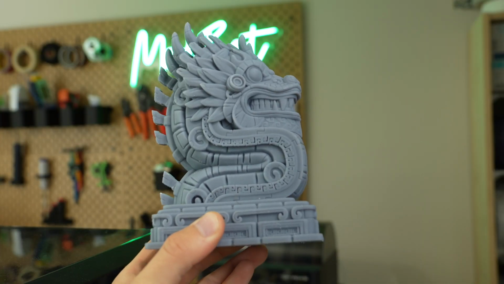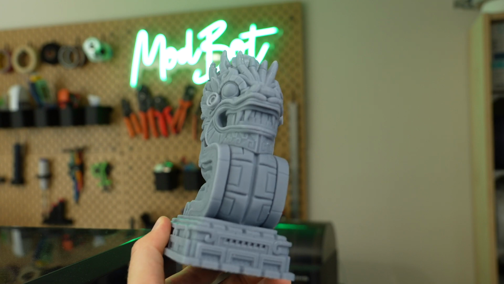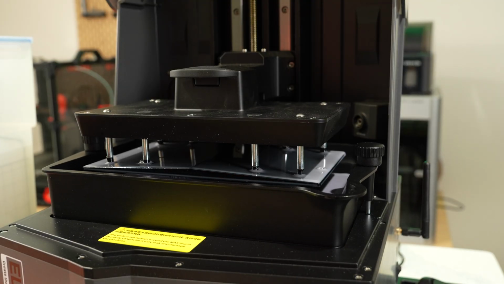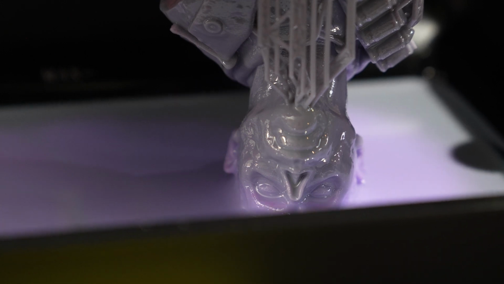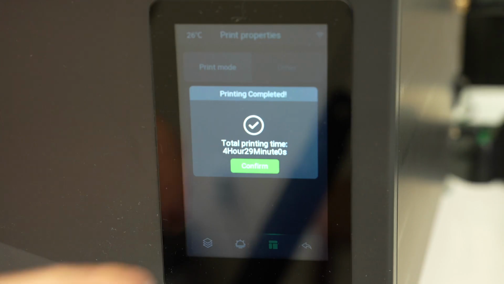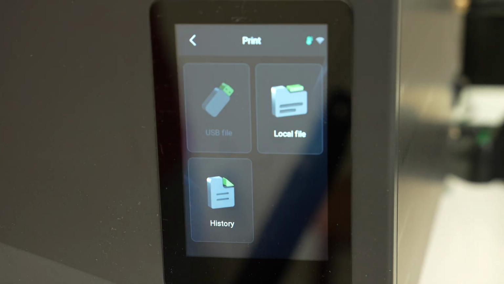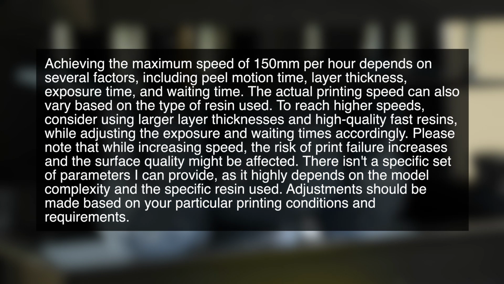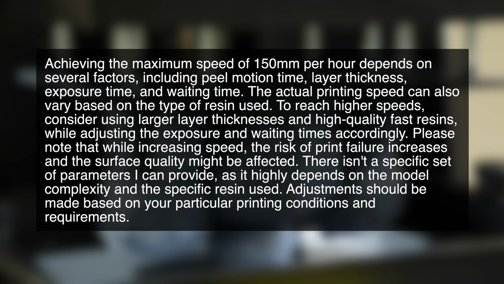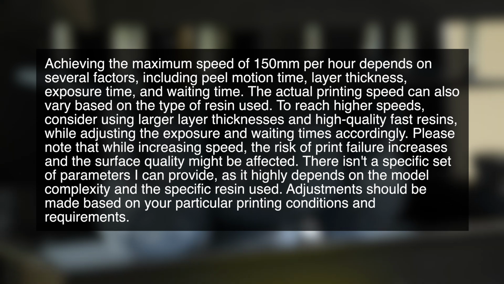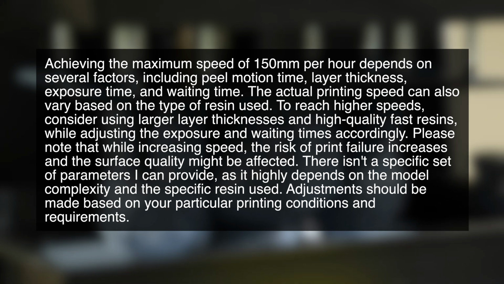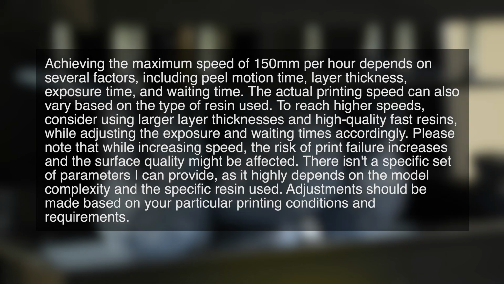One thing I was curious about were the speed claims on the product page. While this printer was printing at speeds faster than other machines I've used, it definitely wasn't hitting that 150 millimeters per hour. So I reached out to Elegoo to ask about what parameters were used and needed to achieve this. They gave me a pretty detailed reply, which I'll post on screen, but it felt a little bit like a runaround answer. Not that the information provided wasn't correct, but I would have loved to have been given some example parameters or a model that they've had success with.